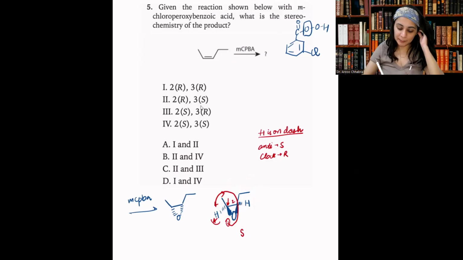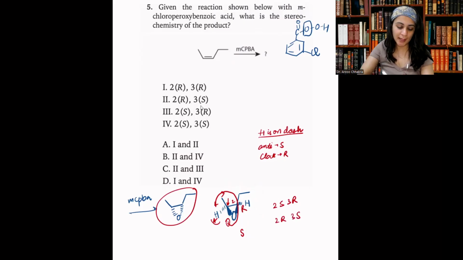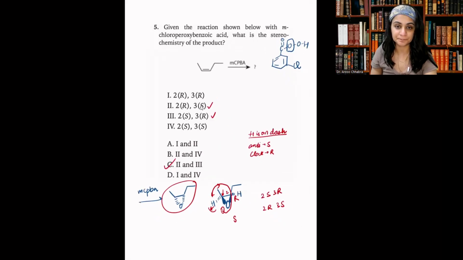So that means I can potentially have an S and the other carbon center as an R, right? So I can say 2S, 3R. But if I was at this product, then I know the stereochemistry would have been opposite. So I can also have 2R and 3S. So these two answers are the possible stereochemistry of the product. So 2 and 3 are both possible products of this reaction. So option C is the correct answer.